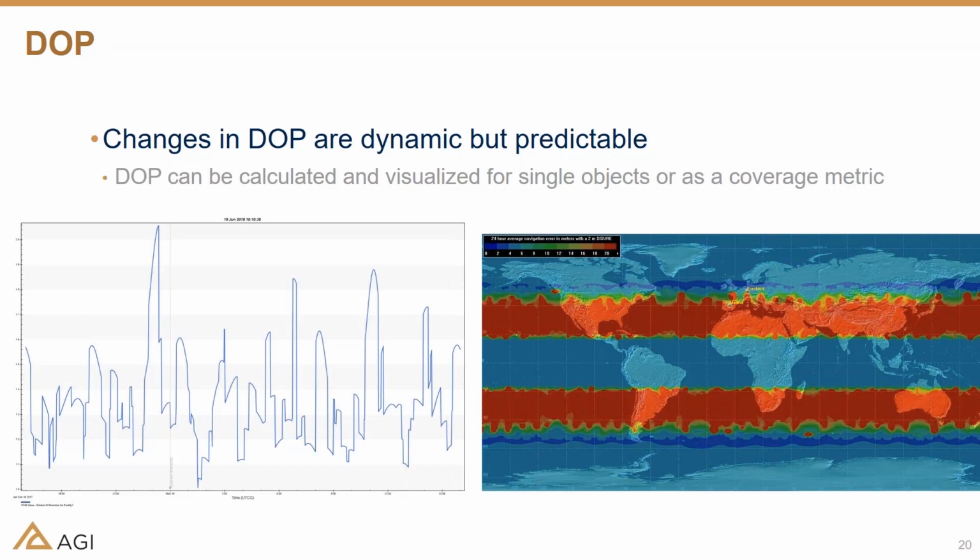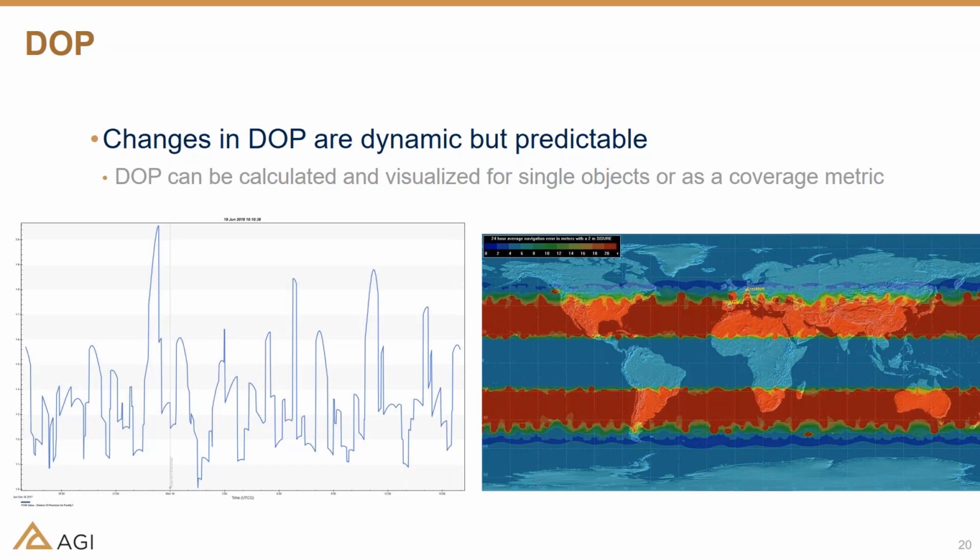So on the chart here, on the left, you can see that SDK can produce charts of DOPs for single objects, and this is what a single object DOP looks like over time. The reason it varies, of course, is because the satellites are moving. This is for an object that's not moving on the ground, but the satellites themselves are moving, and so they cause this variance in this DOP value. Remember, it's a multiplier for your position. It's essentially your position error. So higher DOPs represent a higher position error and less accuracy for your position.